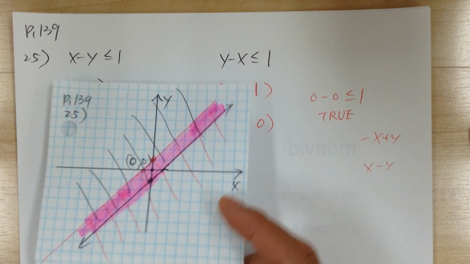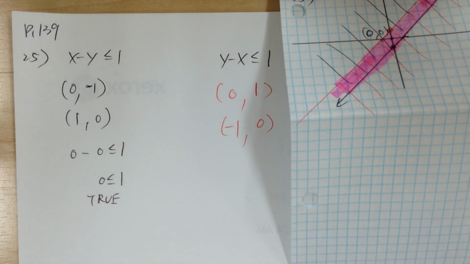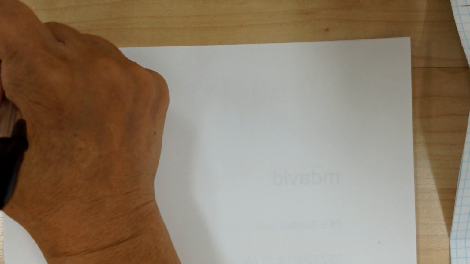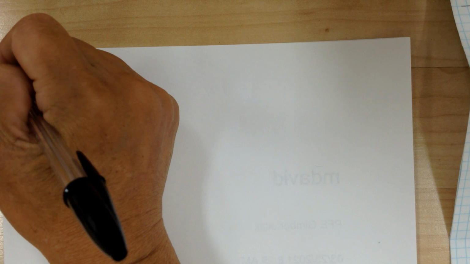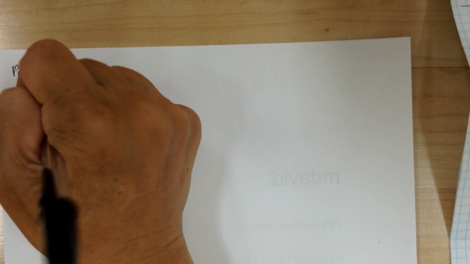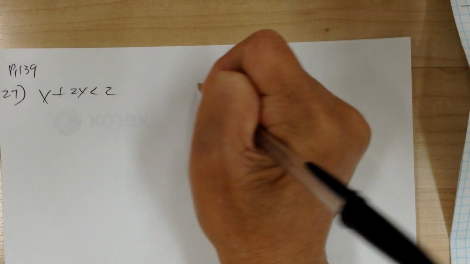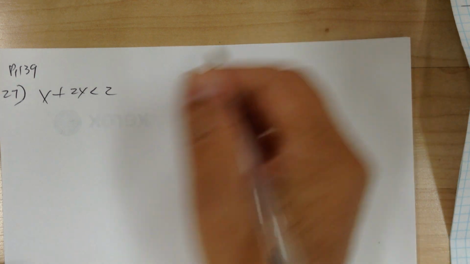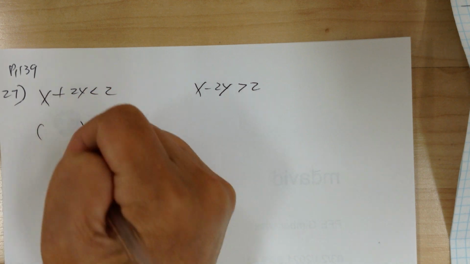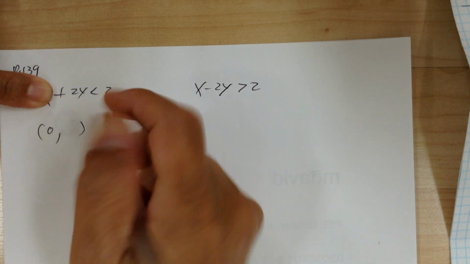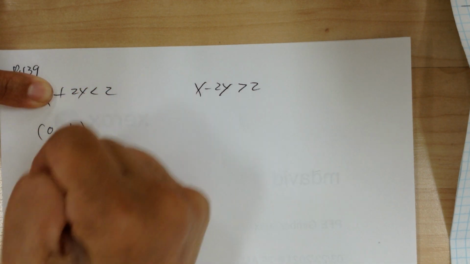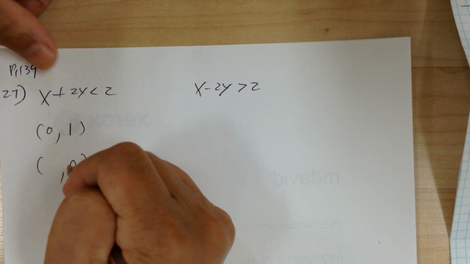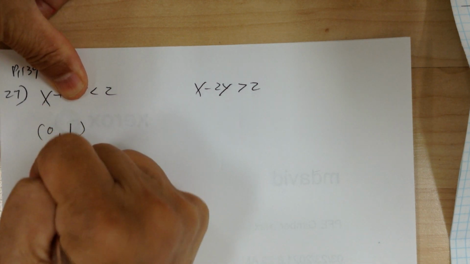Let's go to the next one. Okay, number 27. You have x plus 2y is less than 2. And you get x minus 2y is greater than 2. Okay, so again, let's do this one first. So that x equal to 0. So divide both sides by 2, you get y equal to 1. If you let y equal to 0, so this is gone, so x will equal to 2.